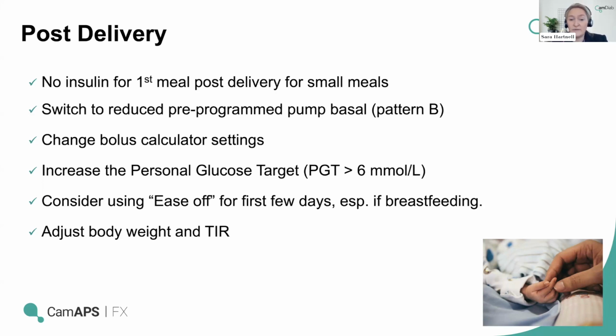Consider using Ease Off for the first few days, especially if breastfeeding. They can just run Ease Off for as long as they want to. Just keep putting it back on if they're worried about hypoglycemia, and adjust the body weight and the time in range in the statistics menu back up to 3.9 to 10, because they don't need to aim so tight. With both putting the personal glucose target up and adjusting the body weight, even though the algorithm's been used to delivering really big amounts of insulin just before delivery, it very, very quickly adapts with those changes to drop down and meet those new insulin requirements.